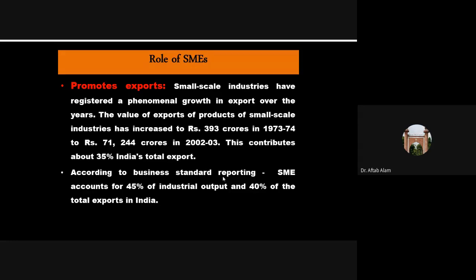Next, according to Business Standard reporting, SME accounts for how much? 45% of industrial output and 40% of total exports in India. SME sector contributes 40% of total export from India, and total industrial output जो है उसका 45%, it is near to 50% contributed by small and medium enterprises. So this way also you can see the importance of SMEs, what role it plays in the economy. Okay. And the source is given here on the screen.